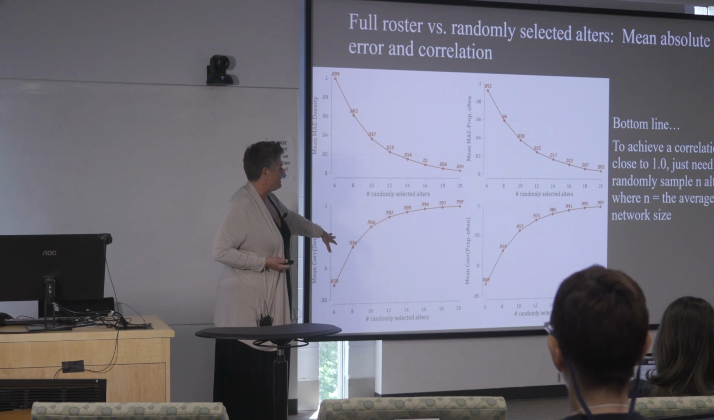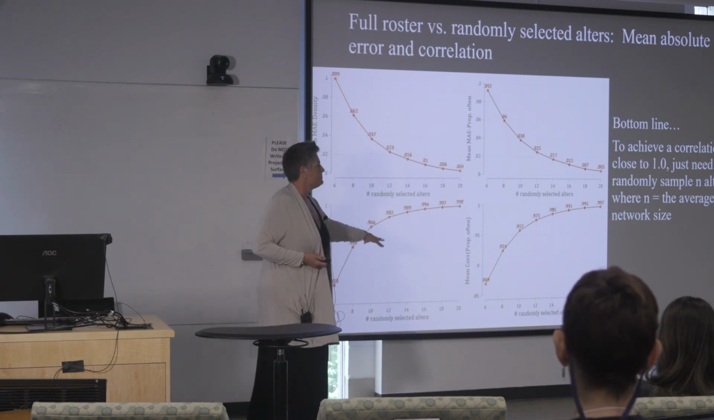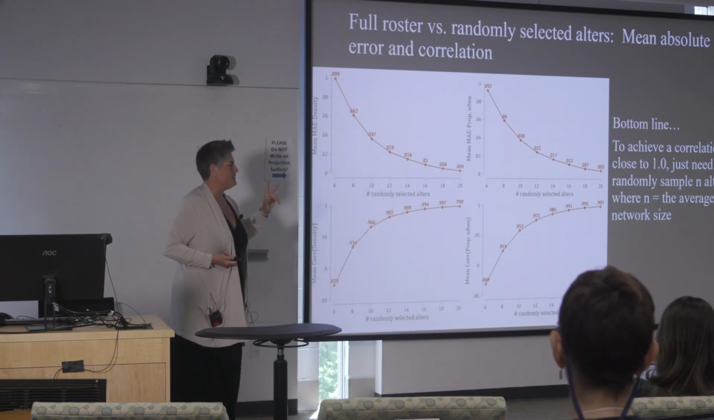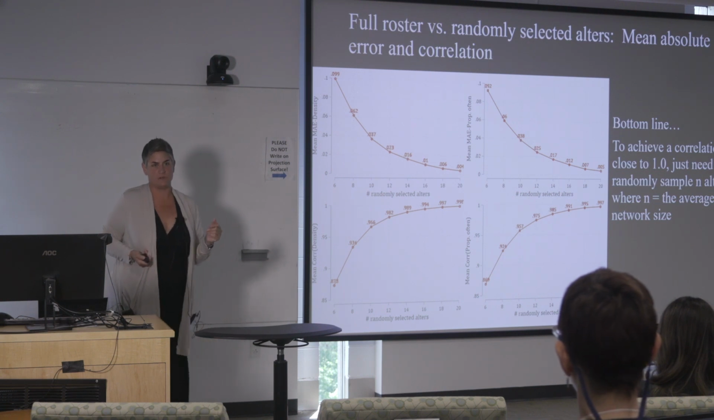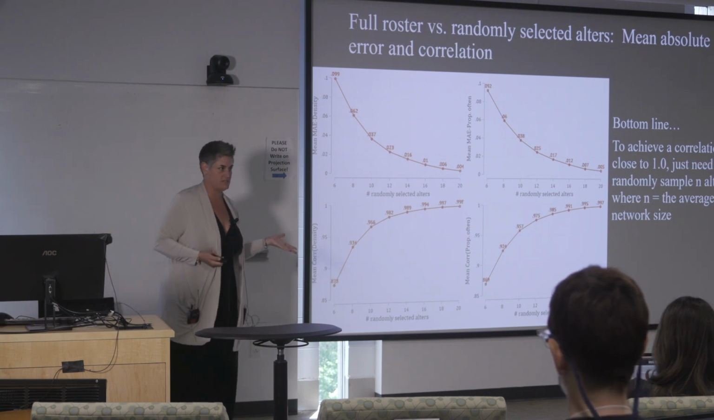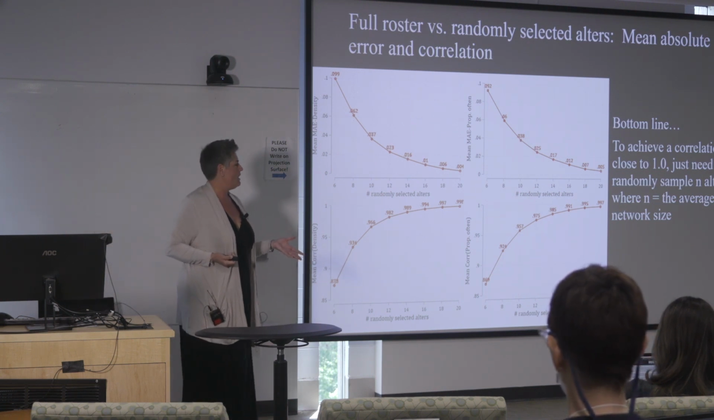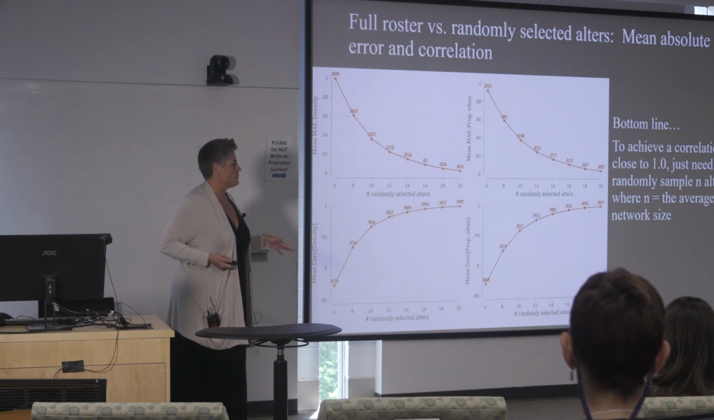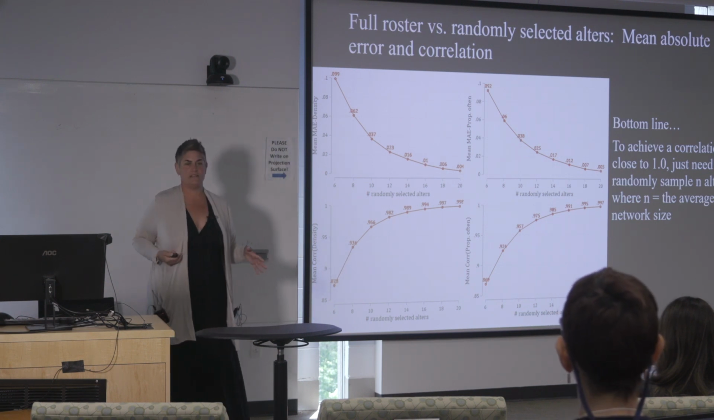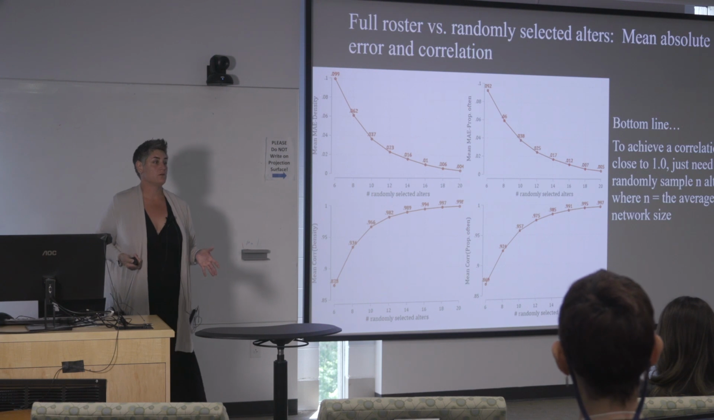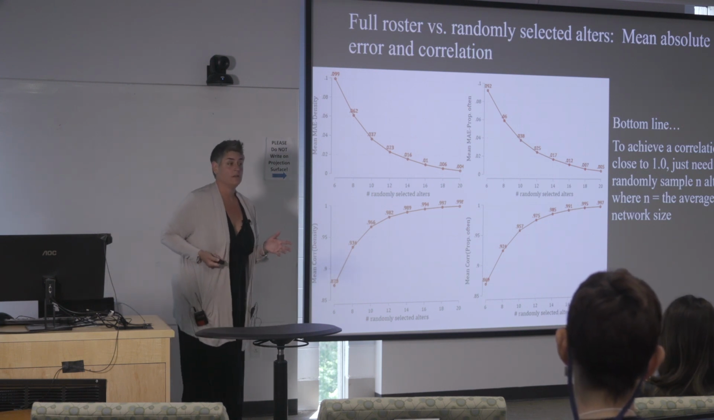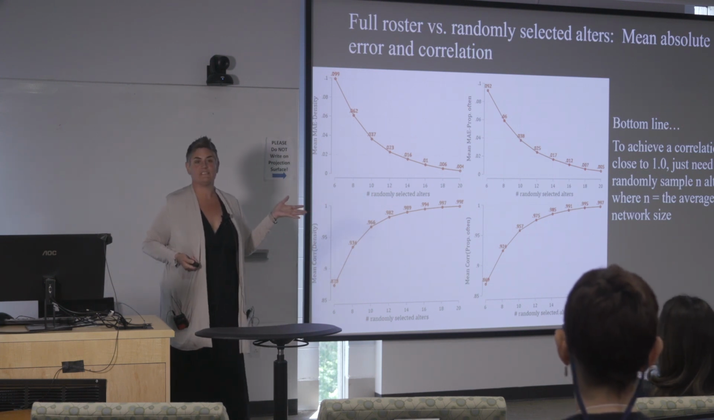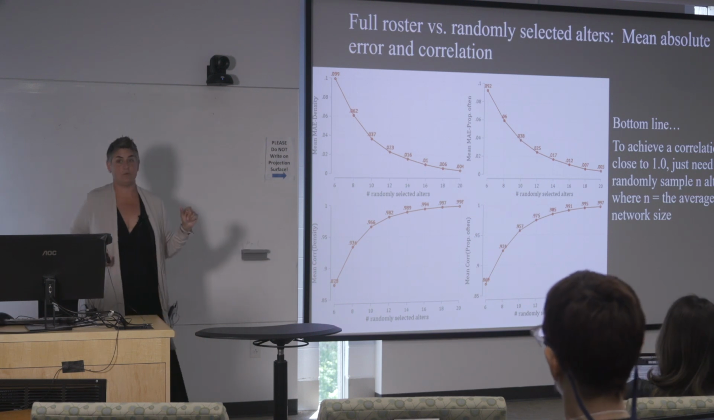And the bottom line is, if you don't care about any of this, to achieve a correlation between the two of close to 1, right? So essentially what you're getting from the randomization is basically as good as real life. You just need to randomly sample n alters, where n is the average network size. So don't say I never did anything for you. Because that's a really simple rule of thumb, and it's super nice that it worked out that way, right?